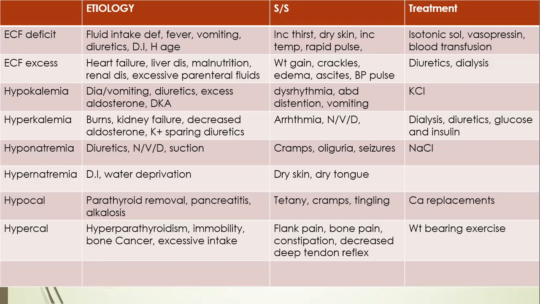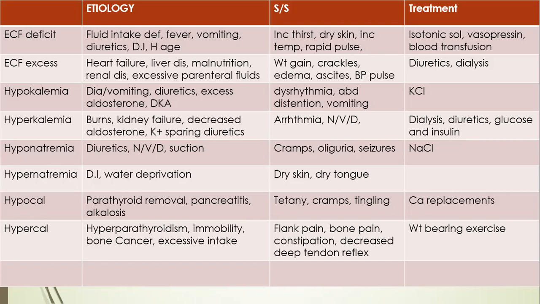Next is the fluid volume excess, that is overload. What are the conditions that cause overload in the fluid volume? Heart failure: the heart won't be able to pump a normal amount of fluid into the body. Liver diseases, malnutrition, renal diseases, excessive parenteral supply. For example, if a person is bedridden and we are continuously giving IV fluids, like 7 or 8 pints of NS or RL, that will lead to excessive parenteral fluid and cause fluid overload.